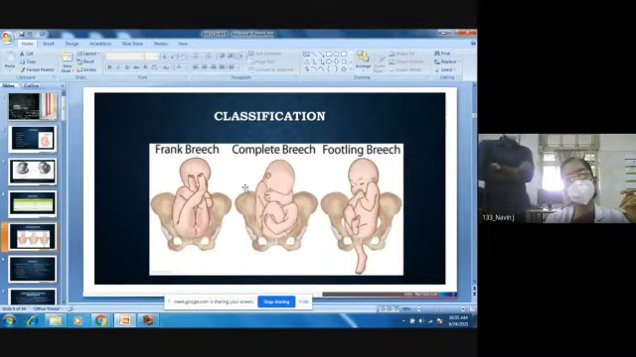Then you have a complete breech where you have flexion at all joints. You have flexion at the hips and flexion at the knees. So that is called a complete breech. When you do a PV in a complete breech, you will feel the buttocks of the baby on one side, the external genitalia of the baby, and the foot can be palpated.